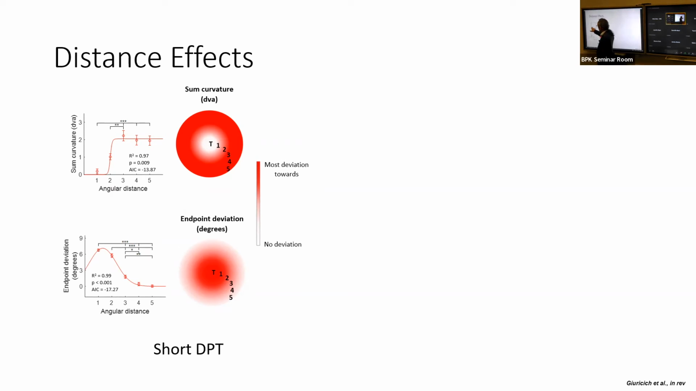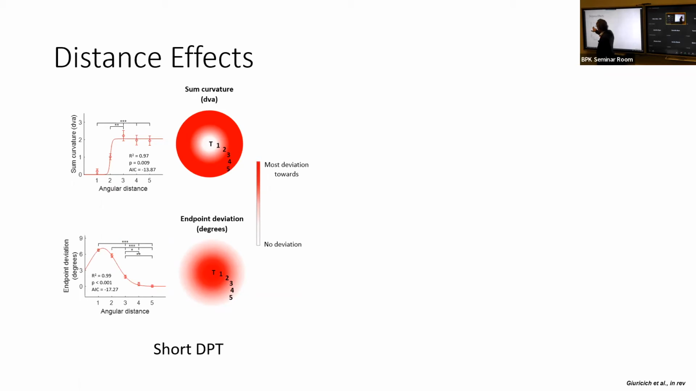If we're looking at curvature, when they're really close at angular distance 1, there's not much curvature. So they're 22.5 degrees apart, but at that distance, the saccade tends to be straight. So the endpoint will be deviated between the two, but you're getting a straight saccade between the two. And that reflects vector averaging.